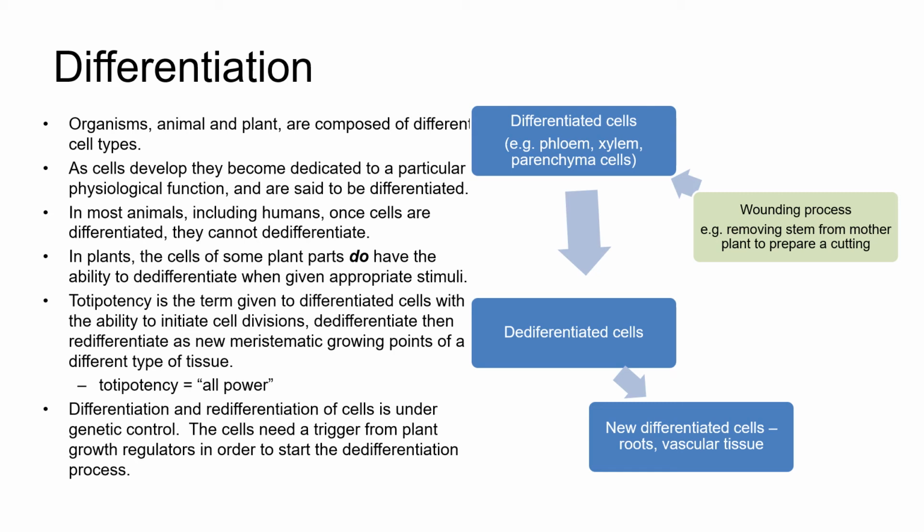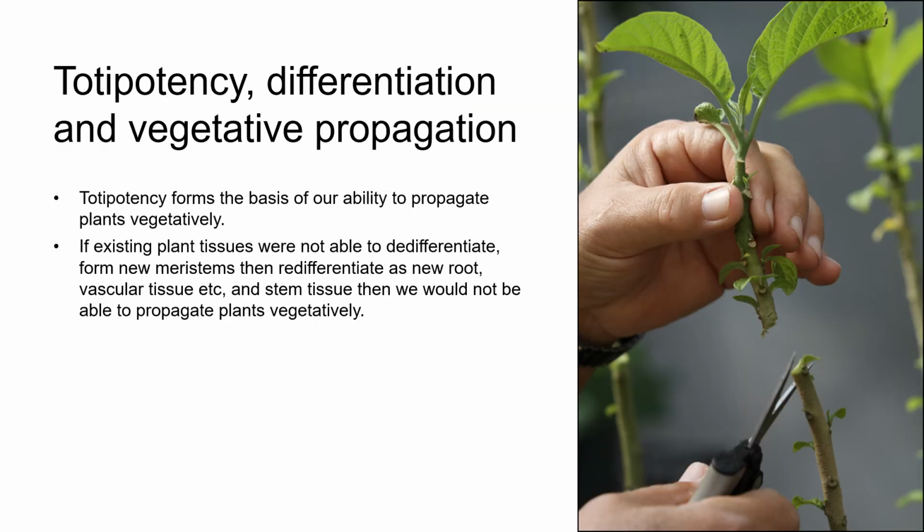The differentiation and redifferentiation of totipotent cells are under genetic control. The genes need a trigger or a signal from plant growth regulators in order to start the de-differentiation process. In propagation, this trigger is activated by the wounding process created when we snip a cutting from the mother plant. Totipotency forms the basis of our ability to propagate plants vegetatively.